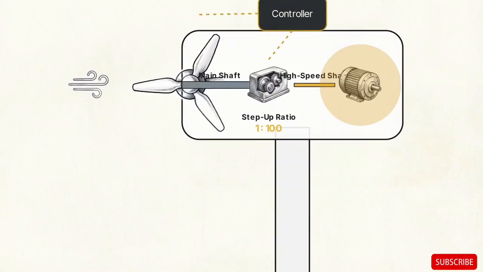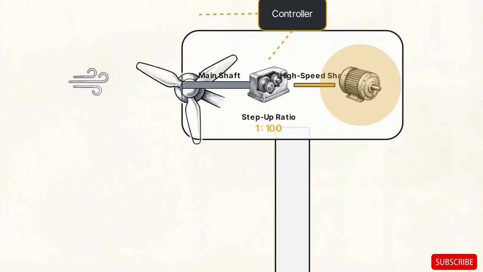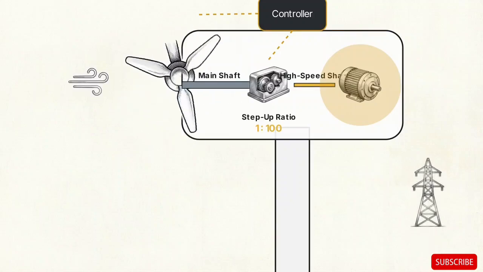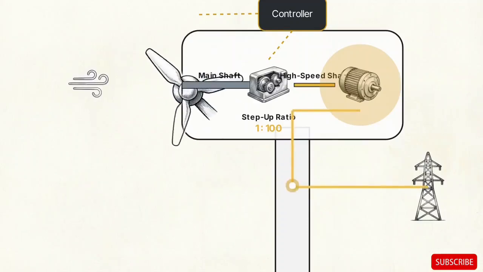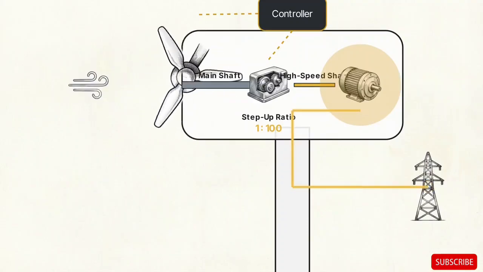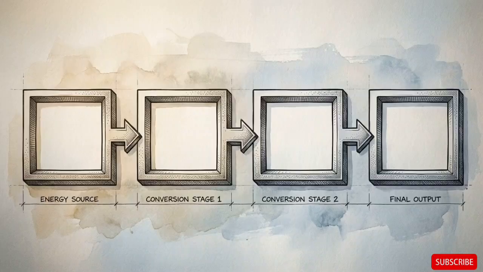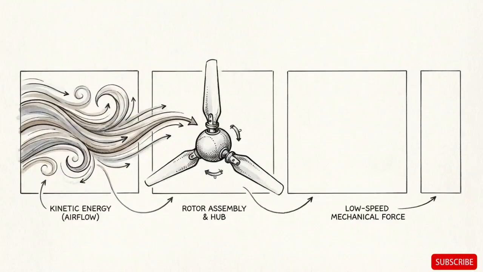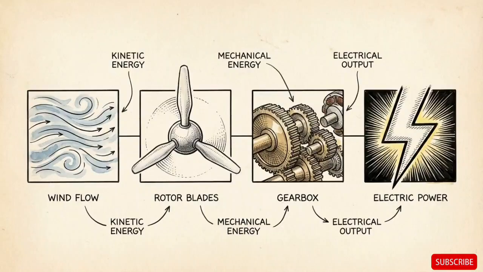Overseeing this entire drivetrain is the controller. It constantly monitors wind speeds and can safely apply physical brakes to the system if the rotation speeds become dangerously high. The generated electricity is then routed out of the nacelle, traveling down the heavy tower structure. Once at the base, it is outputted into the regional power grid for distribution. A WEX operates as a highly linear pipeline of energy conversion, from kinetic wind to low-speed mechanical force to high-speed mechanical rotation, and finally to electric power.